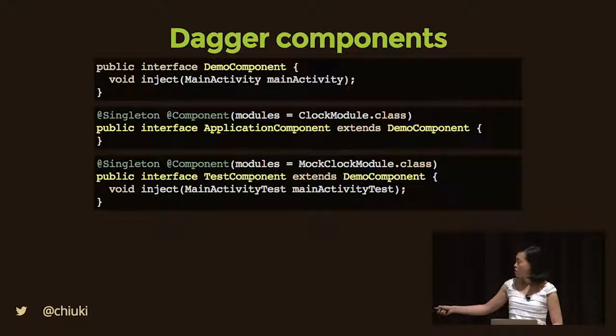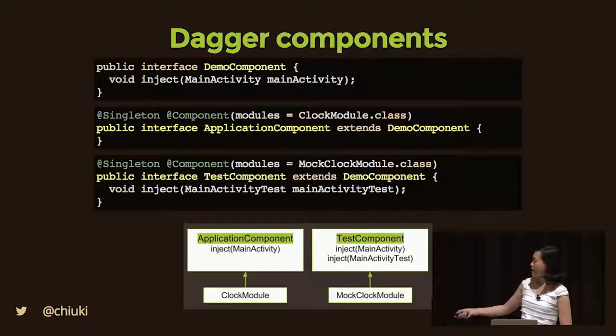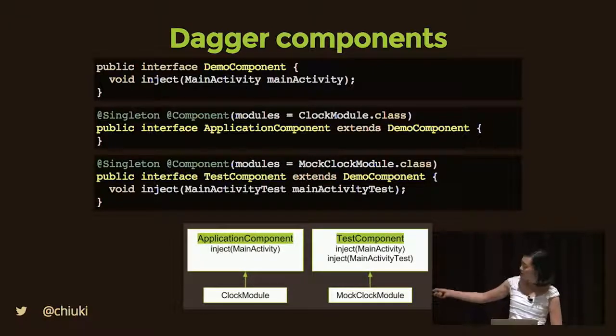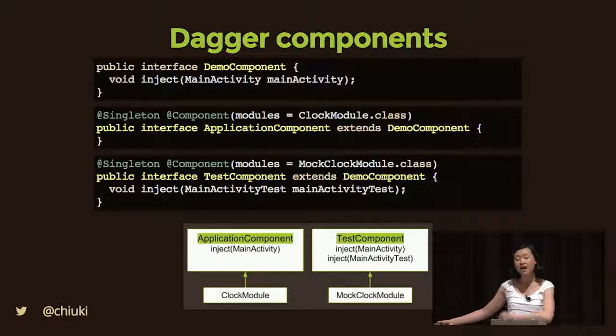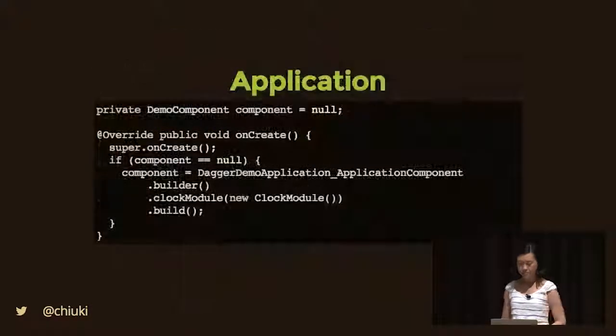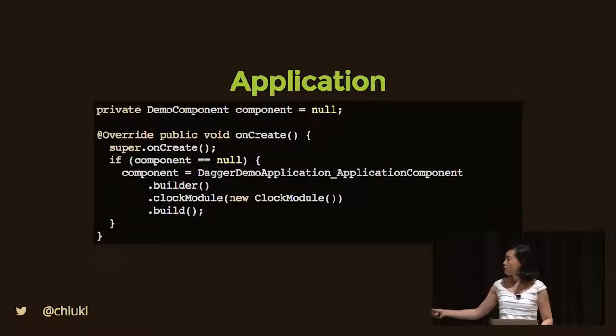And here, the way you define what's inside your component is by these annotations. So for the application, we will have a clock module that will actually give you today's date. And in the test component, we'll provide a mock clock module so that I can control what date gets used. And I have given you also a beautiful diagram in case my explanation doesn't make sense. So this is just a graphic representation of what I just said, right? So here I have an application component which injects into main activity, and it has a clock module that knows how to provide a clock. And then in test, we'll have a mock one, and it will be injecting into both the test and the app.